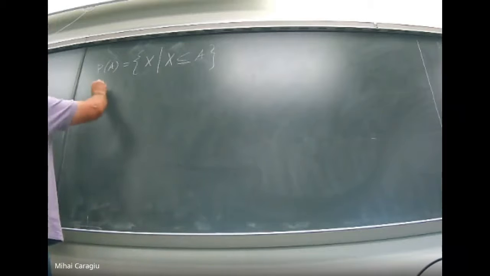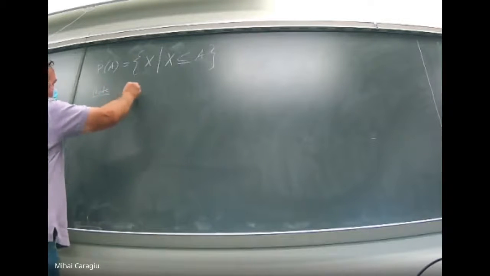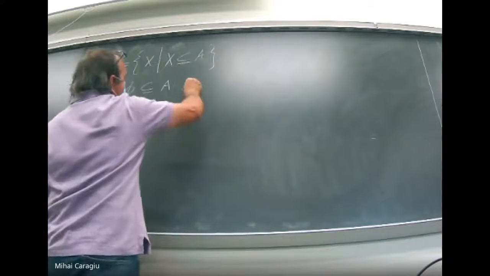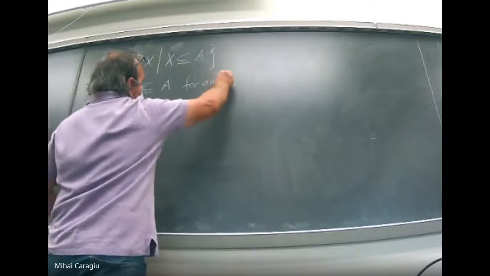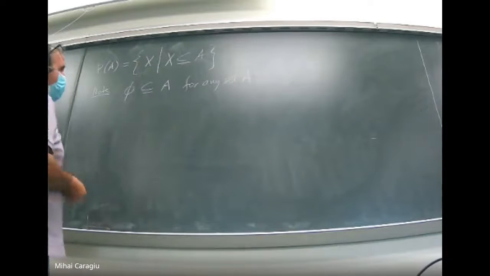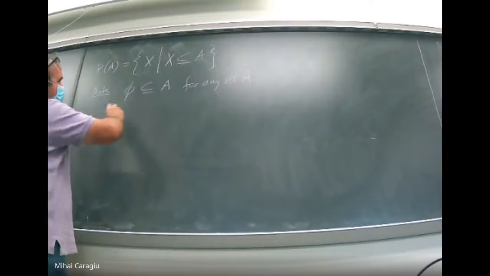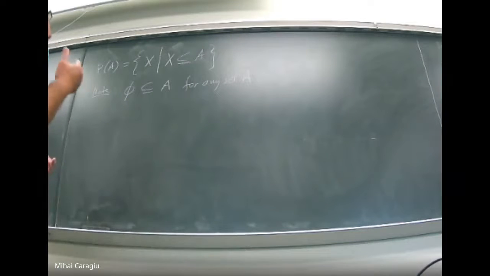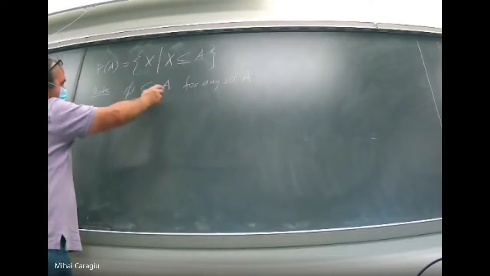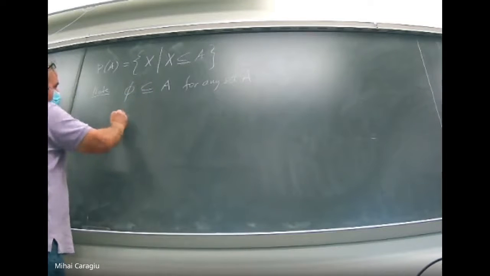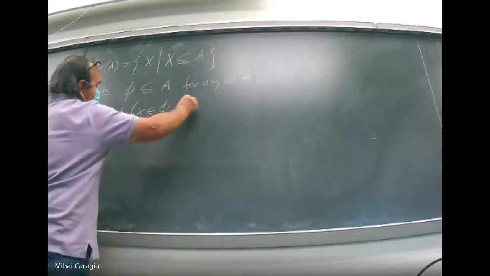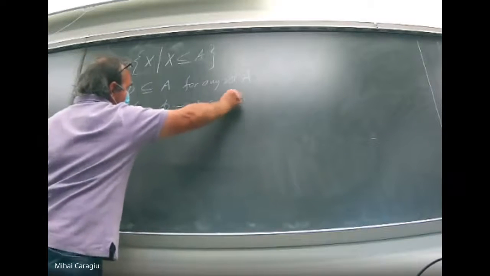So note, the empty set is a subset of any set A. How to prove this? Well, simply use the definition of the subset. To prove that the empty set is a subset of A, we have to prove that for every x, x is in the empty set implies x is in A.